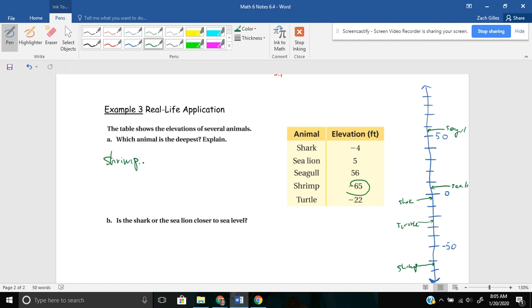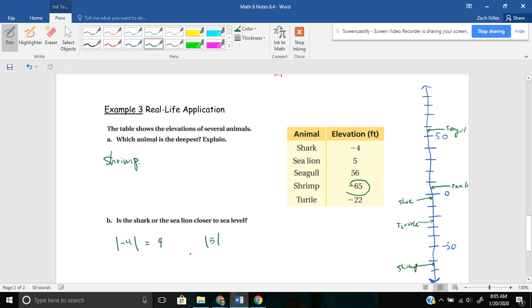And then lastly, letter B says, is the shark or sea lion closer to sea level? Well, remember, sea level is 0 right here. Which one is closer to sea level? Well, the shark is at -4, and the sea lion is at 5. Remember, when we're measuring distance, we can use absolute value. So the shark is -4, so the absolute value of -4. And the sea lion is at 5, the absolute value of 5. Let's see what these are.